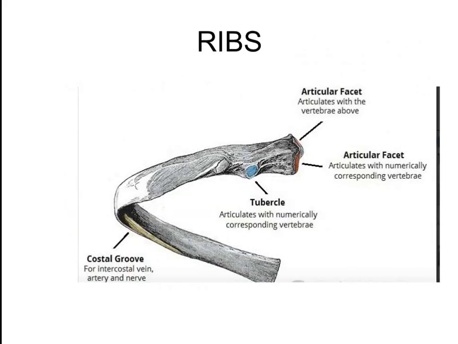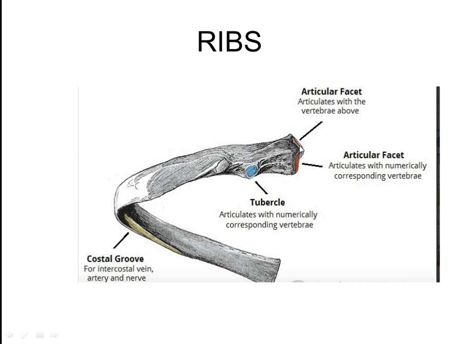This is the structure of a typical rib. There's a shaft or the body of the rib. This is the anterior end. At the anterior end of a typical rib is the articulation with its corresponding costal cartilage. Inferiorly on the inner aspect of the shaft is the costal groove, present for the intercostal vein, artery, and nerve. This is the posterior end of the rib.